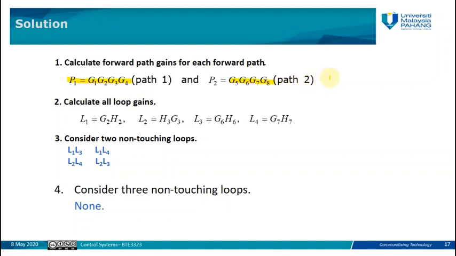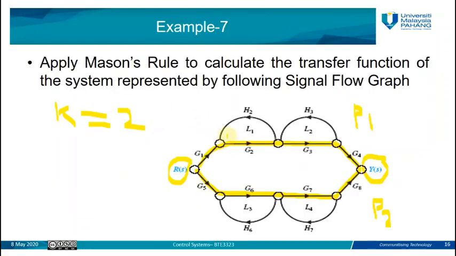We know P1, P2. We need to know delta, and we need to know delta 1 and delta 2. Before we know delta, we need to find, do we have any loops? Do we have any non-touching loop 2 at a time? Do we have any non-touching loop 3 at a time, and so on? So if we go back to our graph here, how many loops do we have?